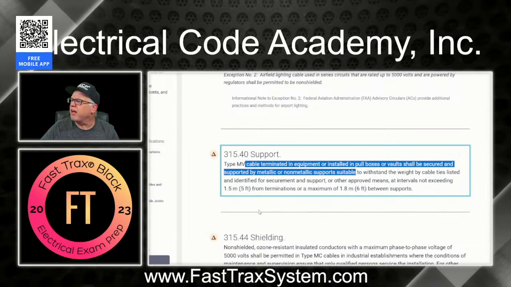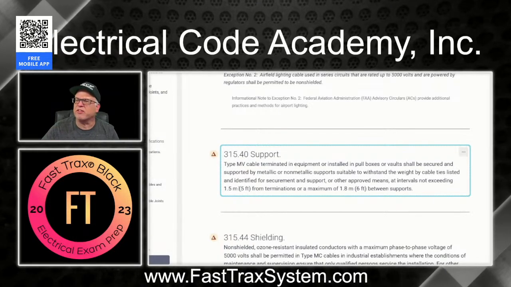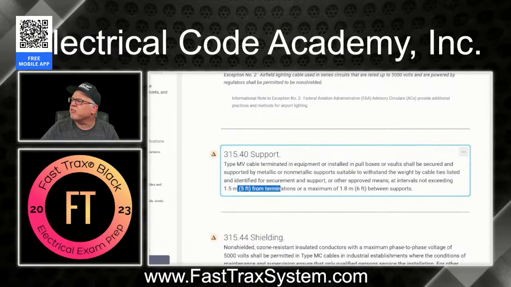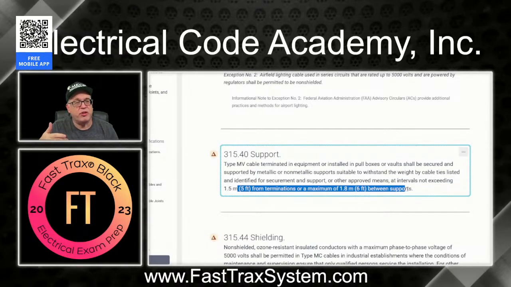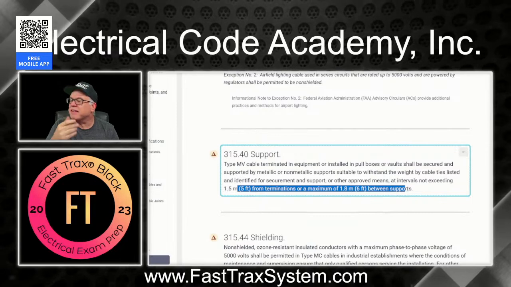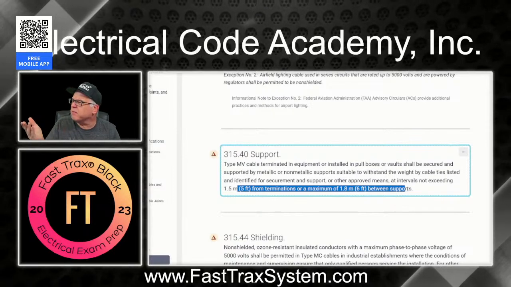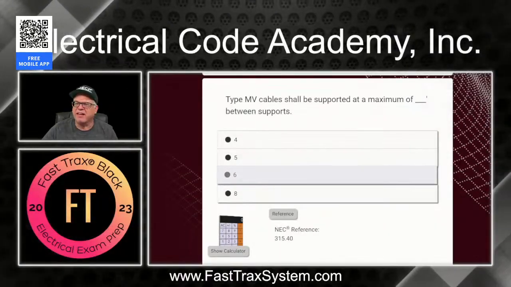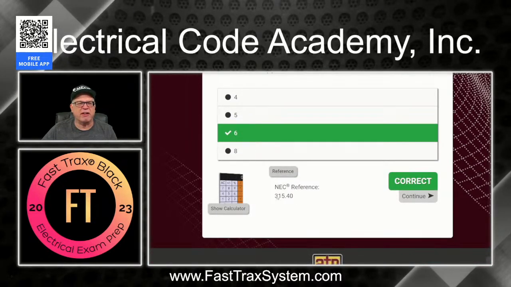So we could skip the fluff and get down here, and be careful of how we read the question because it's asking about support. Here it says intervals not exceeding 5 feet from terminations or a maximum of 6 feet between supports. The gut reaction is you see that 5 feet and hit it. But then you realize it was a maximum distance that it was asking, and it says the maximum distance is 6 feet. So let's not make a mistake on an exam that you can't take back and click 5. You want to click 6 because that is the maximum. And there's your code reference right there.